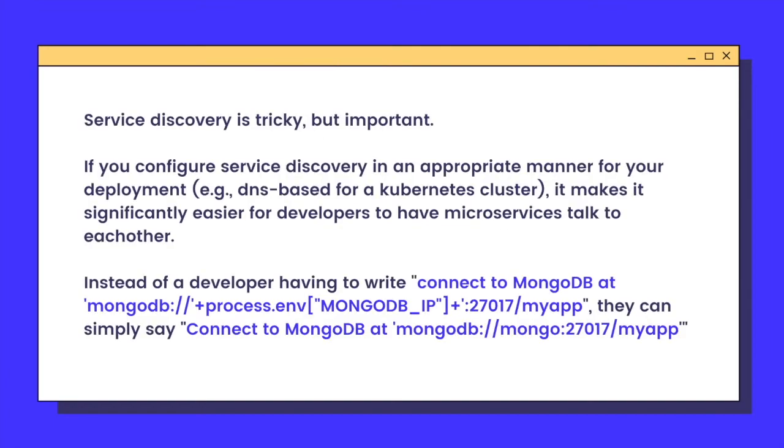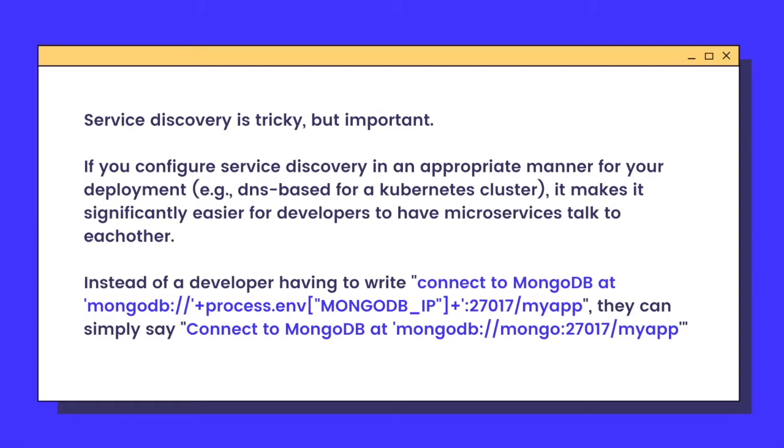So the conclusion of all of this is that service discovery is tricky, but vitally important as a foundational building block for these deployment strategies and for deployment automation in general. If you configure service discovery in an appropriate manner for your deployment, so DNS-based in a Kubernetes cluster, for example, it makes it significantly easier for developers to have microservices that talk to each other, instead of having a developer have to write connect to MongoDB at, and then deal with where MongoDB actually is.